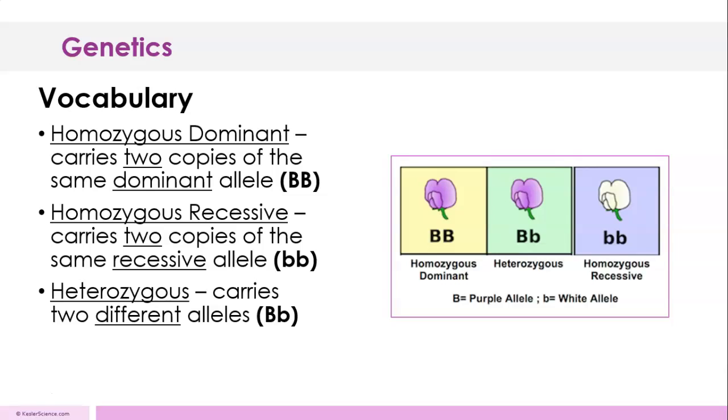When you have 2 different letters, then the dominant trait is the one that is going to show up. The dominant allele will be the one that we actually see. That will be our phenotype. So these are some big words, but important words when it comes to genetics.